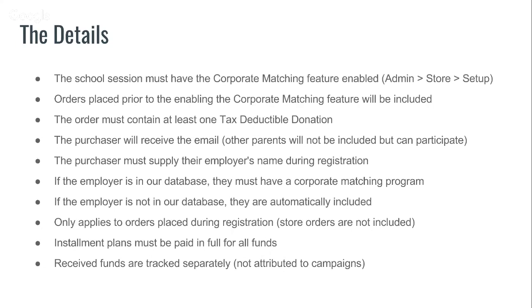If you have an installment plan, it must be paid in full for all funds before the emails will be sent. So we will not let them know about the corporate matching until their account is fully paid. And then the receipt of funds are tracked separately. So we don't attribute to the campaigns, but the administrator can put them in and then allocate them any way they see fit afterwards.